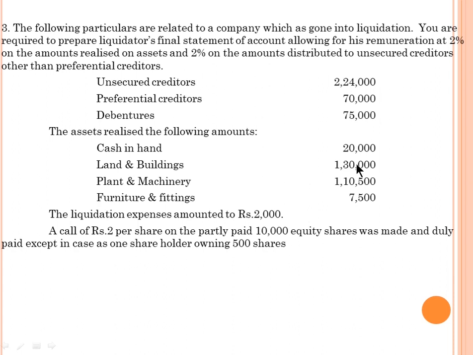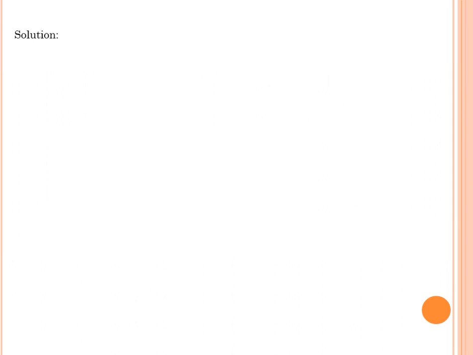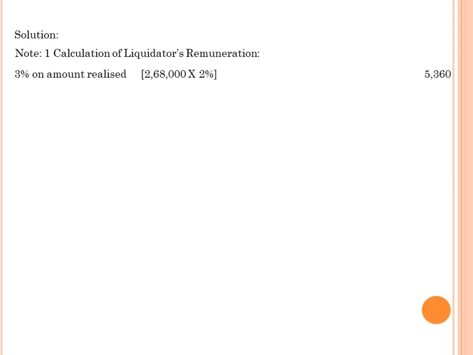See here how much the total assets realized: 20,000 plus 1,30,000 plus 1,10,500 plus 7,500. Total 2,68,000. Clear? Now we move on to the liquidator's final statement. Before we work it out, we always first focus on finding the liquidator's remuneration. Write down the heading: Note 1, calculation of liquidator remuneration, the 2% on assets realized.